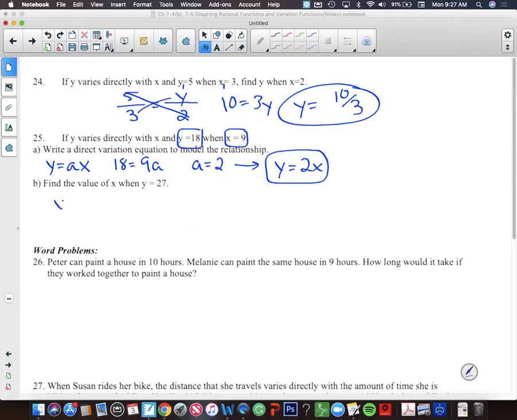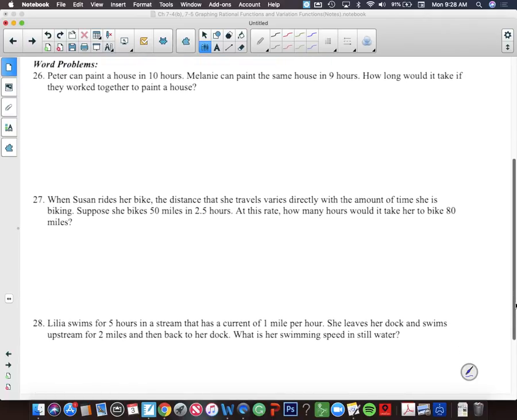So now, let's use that down here. Okay, so y equals 2x. Find x when y equals 27. So 27 is there, 2x is there, divide by 2, divide by 2. X is 27 over 2. Okay, not too bad. All right, I'll show you how to set up these last few problems. I'll give you the answers for them.